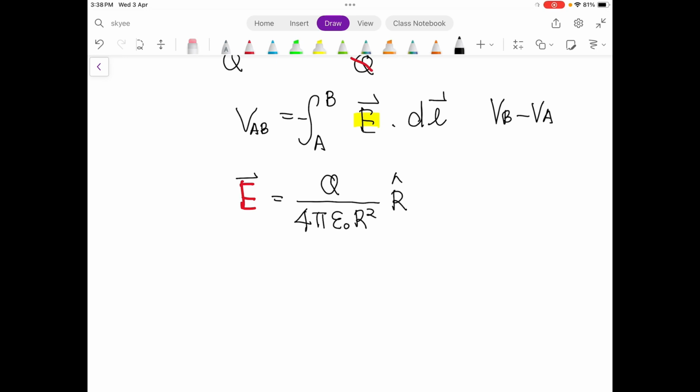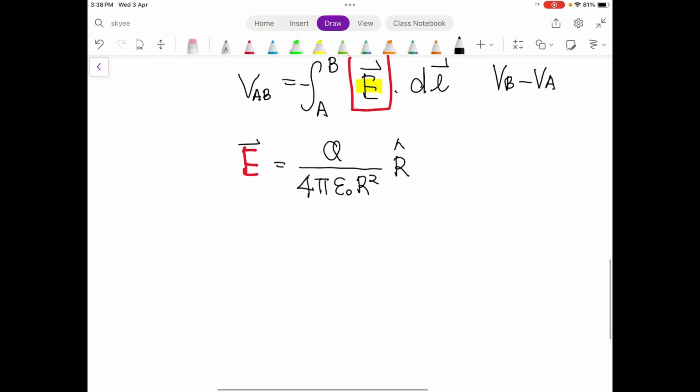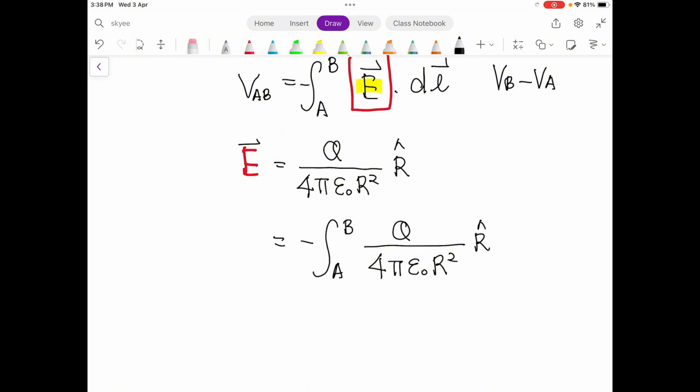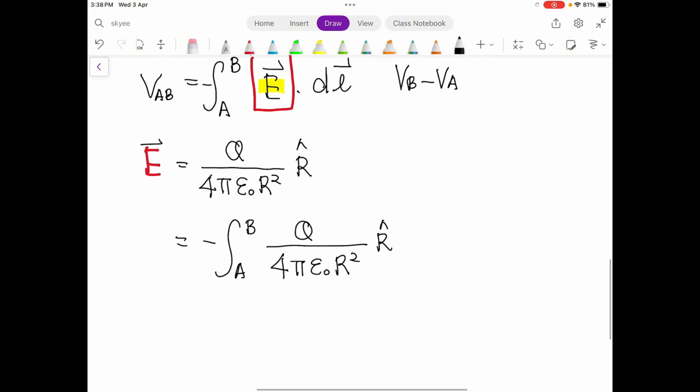And now we are going to put this thing into the integral part over here. So it would be negative integrate A to B. Then you put your Q over 4 pi epsilon naught R square R. And for the dl over here, it is a vector.